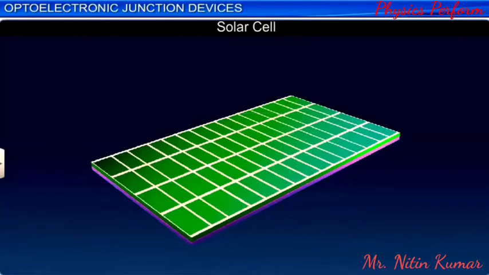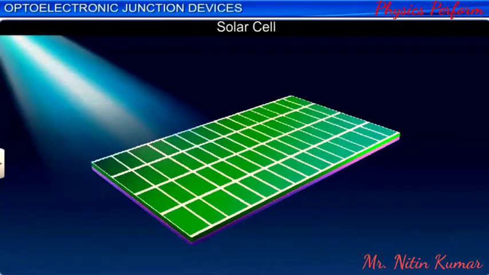A solar cell works when light is incident on it from the top over the N side of the device.